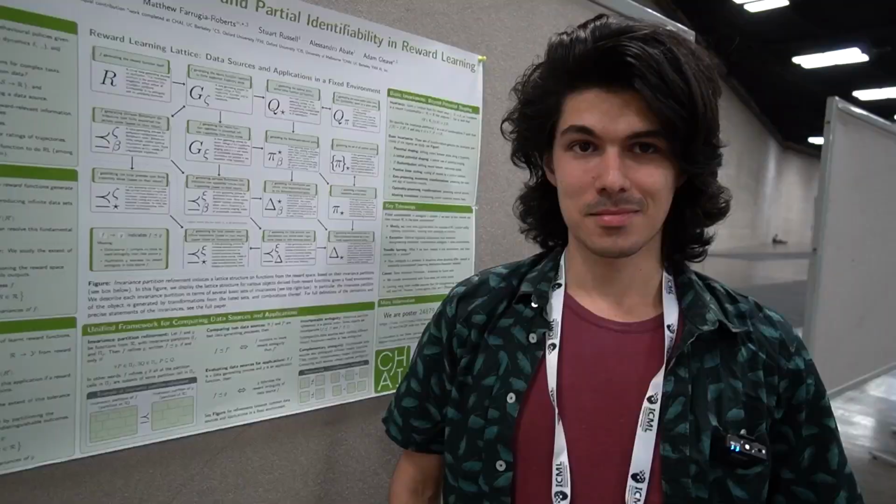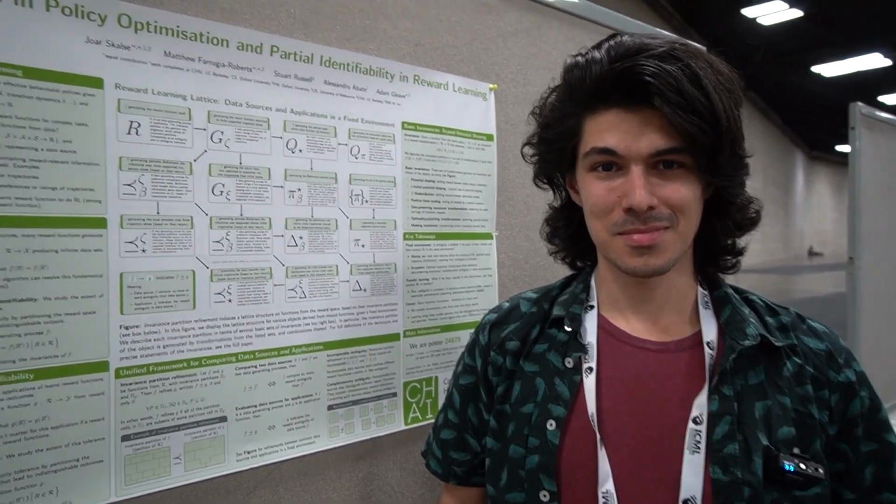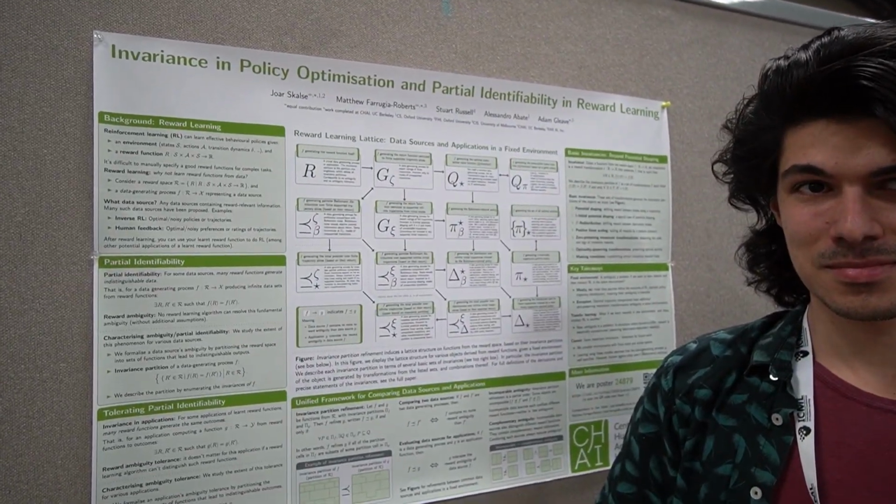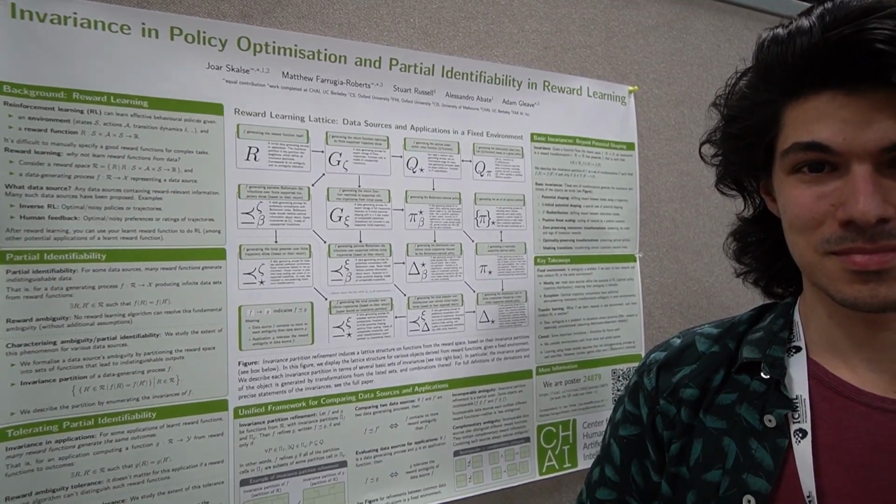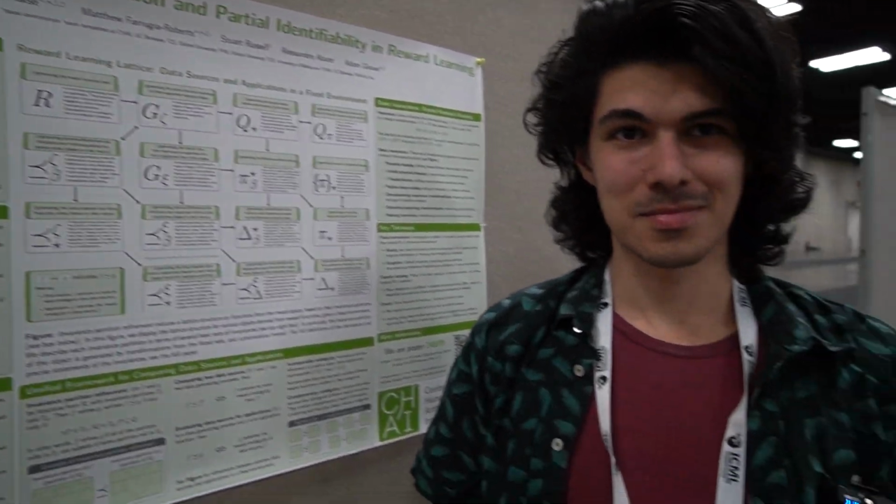Thank you. I'm here with Matthew Farrugia-Roberts, an author of the Invariance in Policy Optimization and Partial Identifiability in Reward Learning paper. Do you wanna explain quickly what the paper is about?